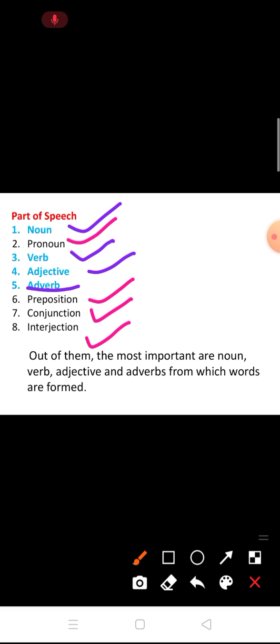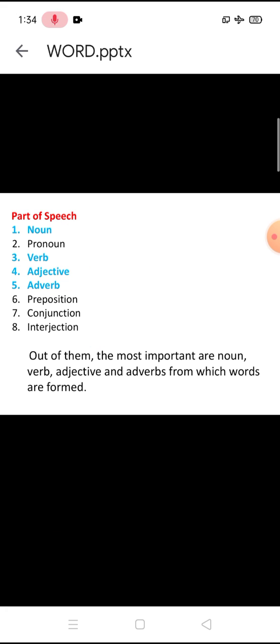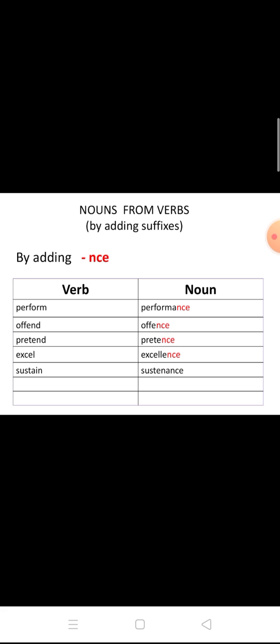If we have a noun with us, we can add a prefix or suffix to it and it will become a new word. So today we are going to learn how, with the help of only these 4 parts of speech, we are going to form words. So let us start.